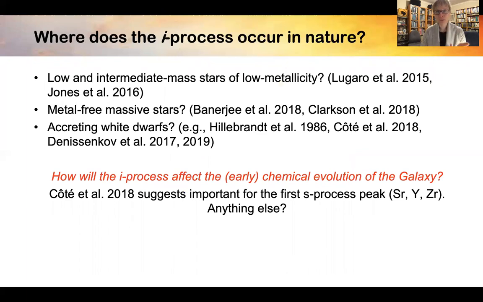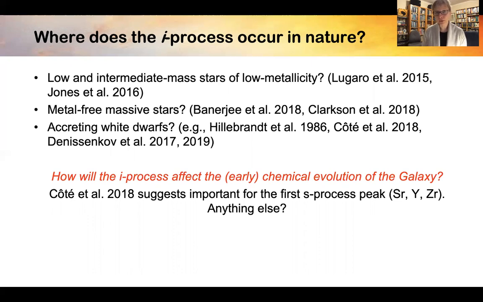So where does the i process occur in nature? We see perhaps observational evidence for it. What is the site of it? Where does it occur inside stars? Maybe low and intermediate mass stars of low metallicity that have proton ingestion. Maybe metal-free massive stars. There's been some work recently on accreting white dwarfs as a potential site of i process elements in the galaxy. And this takes me to my final component, which is about chemical evolution.